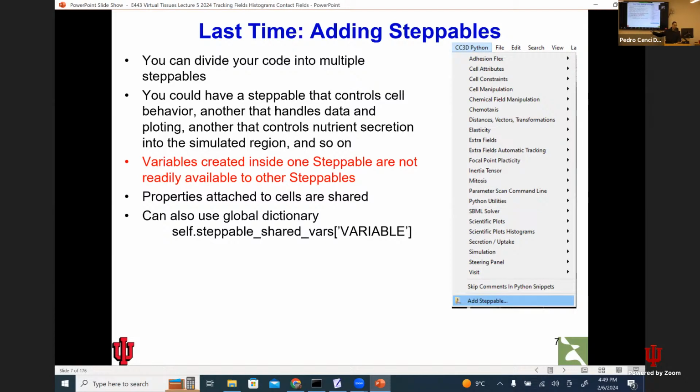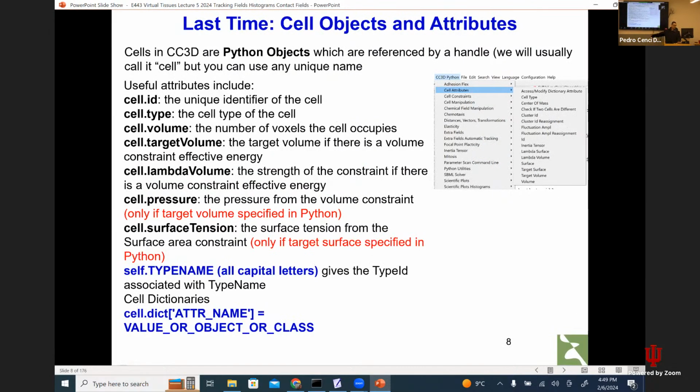Also, we learned how to add steppables, how to access cell objects, attributes like cell volume. There are a few interesting, easy ones. For example, if you type cell.volume, you are taking the current volume of the cell. Cell.target volume, you can both get the value and reassign the value. So for example, for cell growth, you do cell.target volume plus equals something, you are basically growing the cell in size.